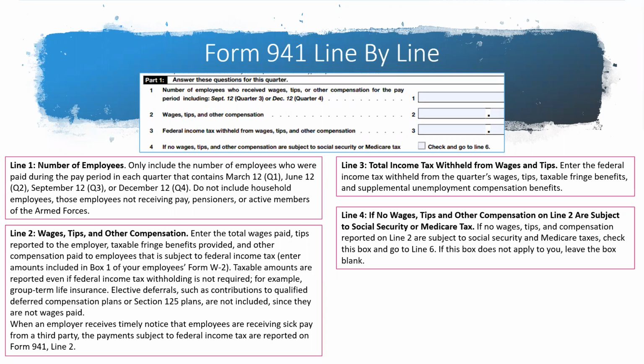You're not going to include household employees, those employees not receiving pay, pensioners, or active members of the armed forces.